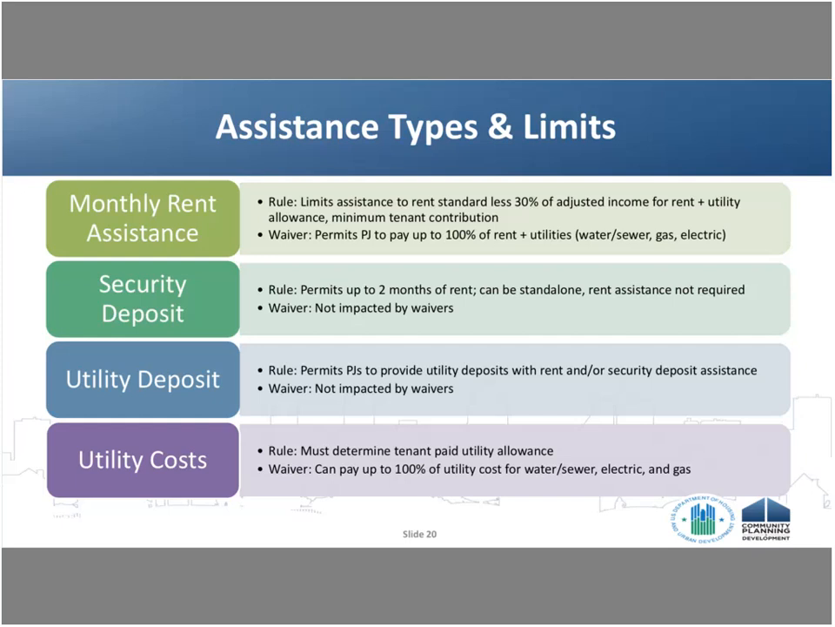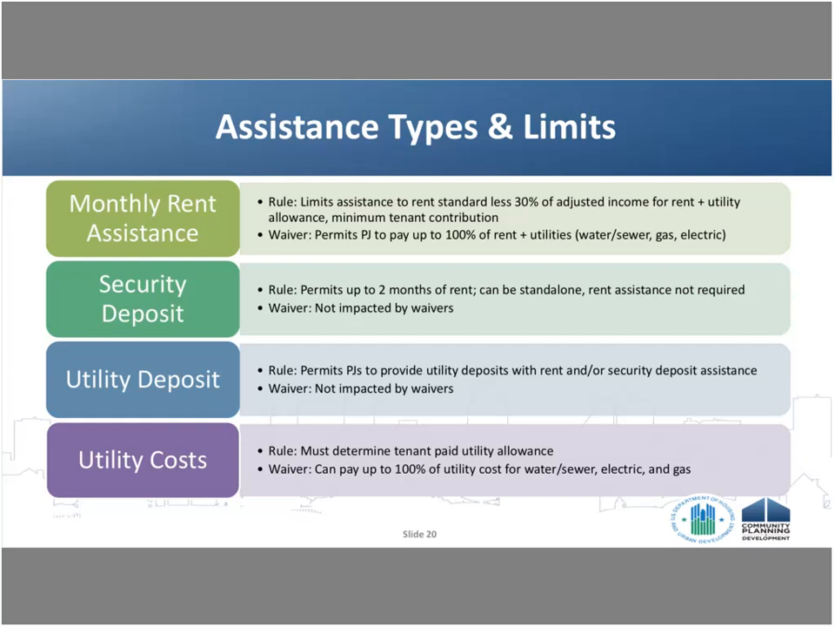As we'll touch again on in a minute, I could have a program that provides just security deposit assistance without ongoing rent assistance, but I can only provide utility deposits if I'm also providing either security deposit or rent assistance to a household. I can't do a TBRA program that's just utility deposits.